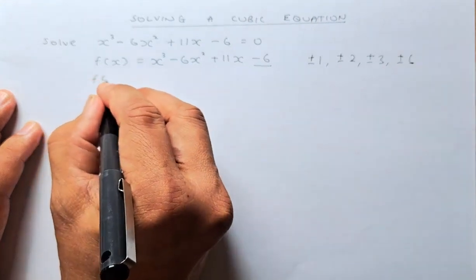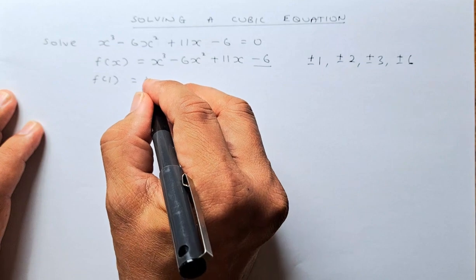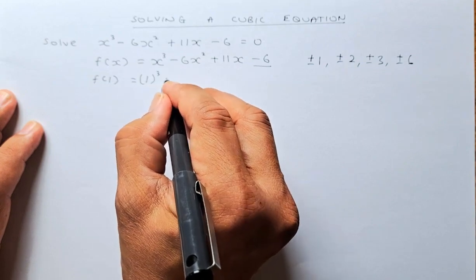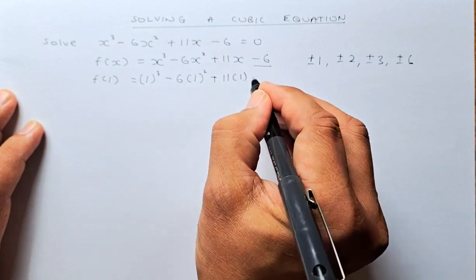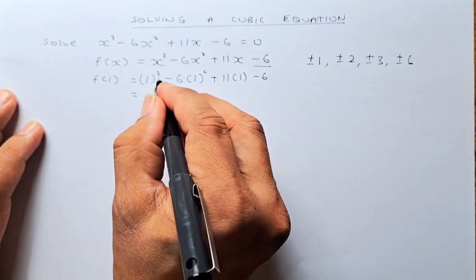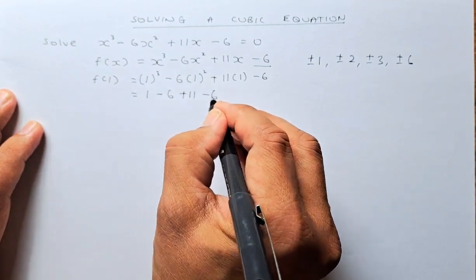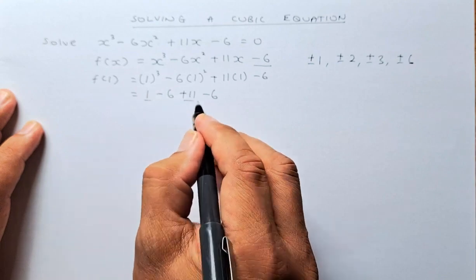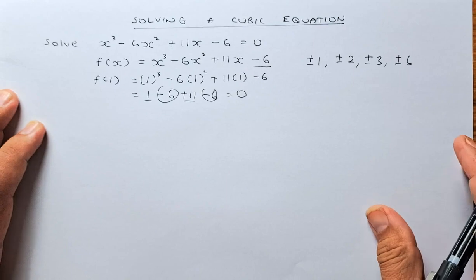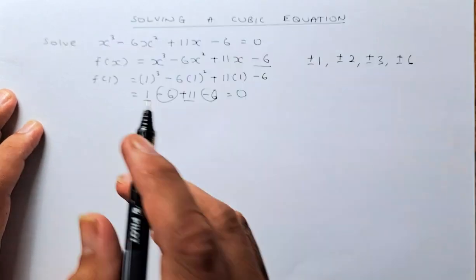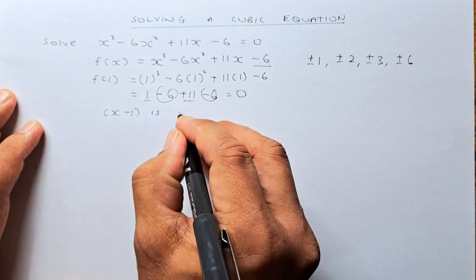If we try f(1), we substitute 1 into x, so it becomes 1 cubed minus 6 times 1 squared plus 11 times 1 minus 6. That gives you 1 minus 6 plus 11 minus 6, and you add them up: 1 plus 11 is 12, minus 12, and that equals 0. So f(1) is 0, so 1 is a factor, so we write that as x minus 1 is a factor.